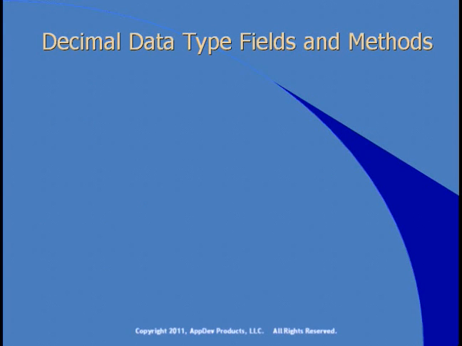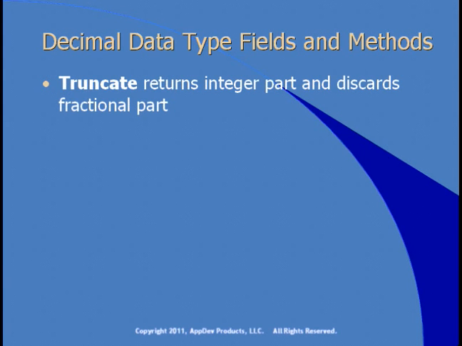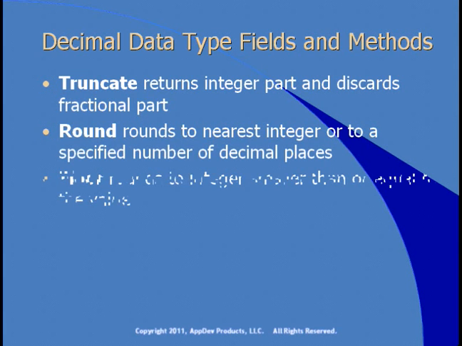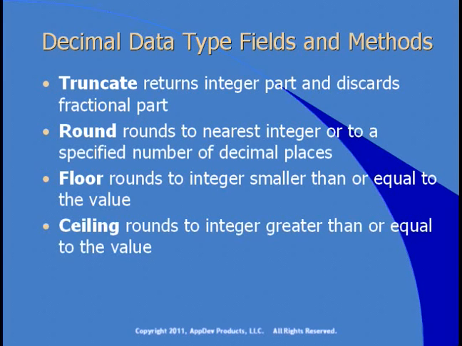You saw earlier that all data types provide the MinValue, MaxValue, and ToString fields and methods. The decimal data type has some additional ones. Truncate will return the integer part and discard the fractions. Round rounds to the nearest integer, or you can also specify the number of decimal places to round to. Floor rounds to an integer smaller than or equal to the current value, and Ceiling rounds to an integer greater than or equal to the current value.